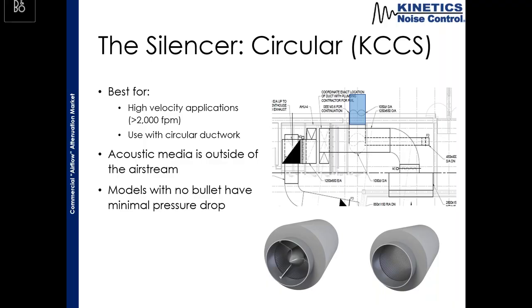Now, there are applications where we will need more insertion loss, so that's where the silencer on the left comes in. We add a bullet to the silencer that increases the acoustic performance. We can also size that bullet differently, so we can get a good trade-off between insertion loss and pressure drop.